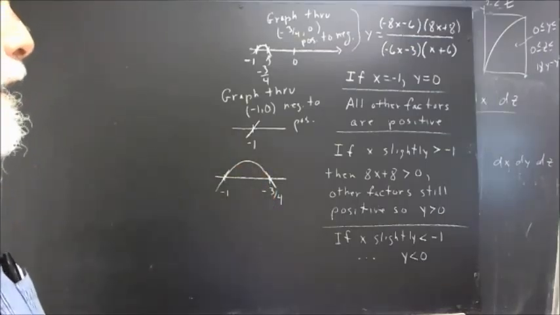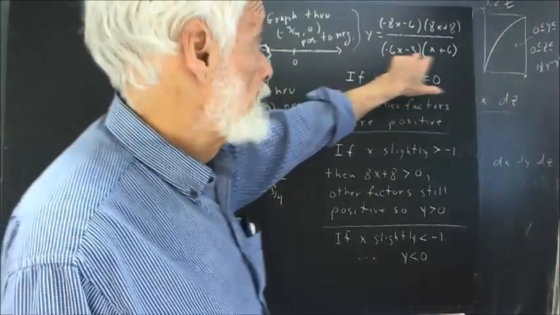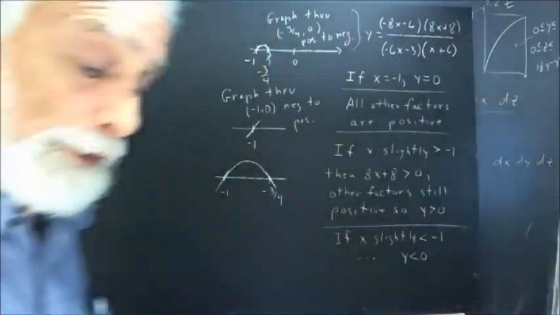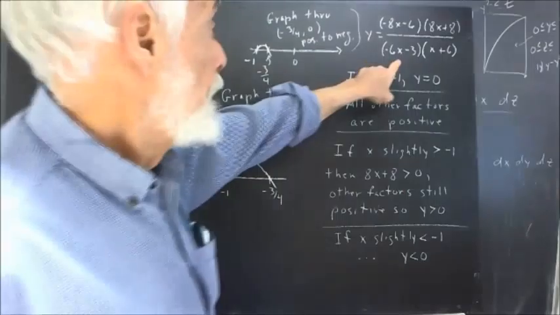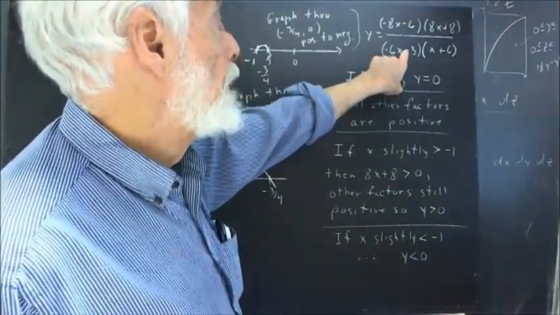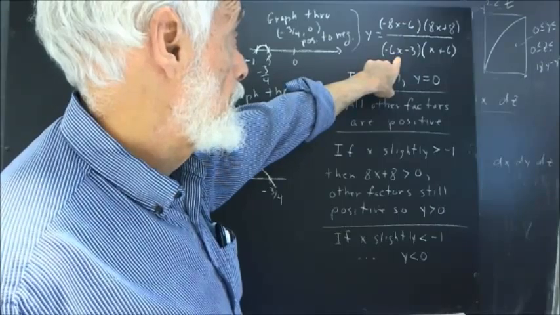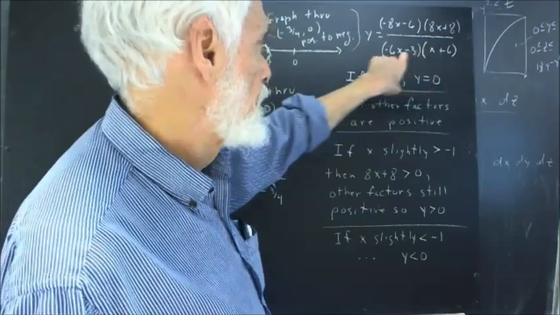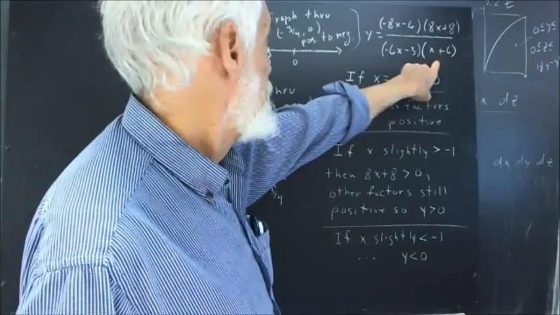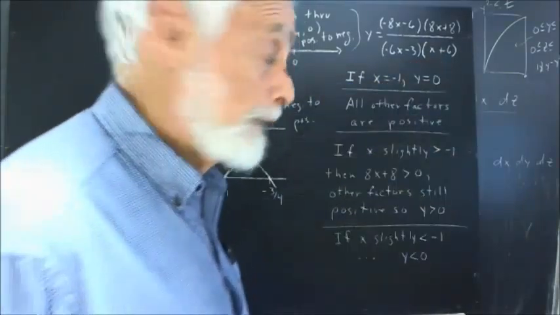Now, next thing we want to look at is what happens when the denominator's 0. And that, as we've seen, occurs when x is equal to -1/2, and also when x equals -6.